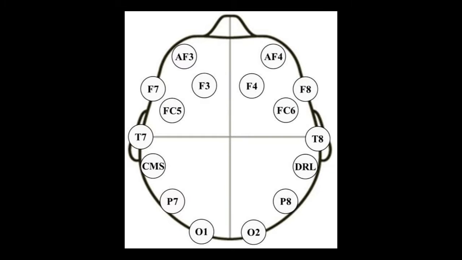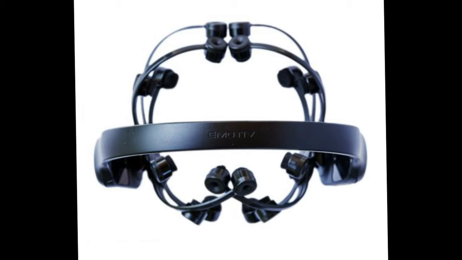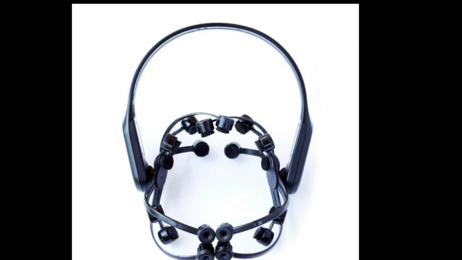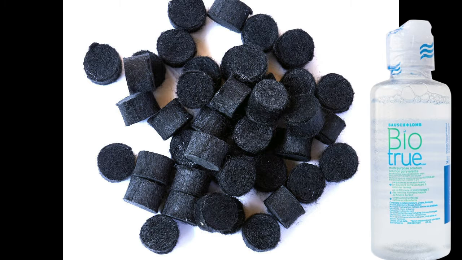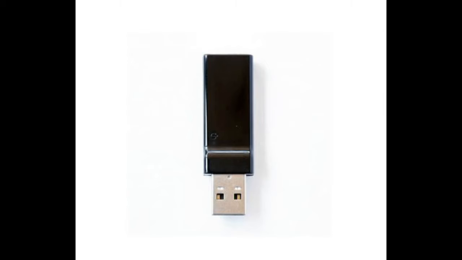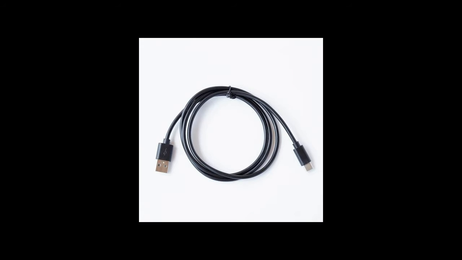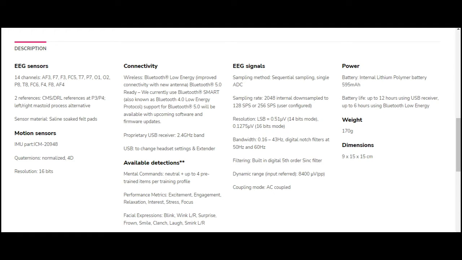The potential areas for events were at F3, F4, P7, and P8. The device that was used was the eMotive Epoch X EEG headgear with 14 channels. The eMotive kit came with several things, including felt tips with saline, a USB Bluetooth receiver, a USB Type-C cable, and the device was sampled at 128 Hz.